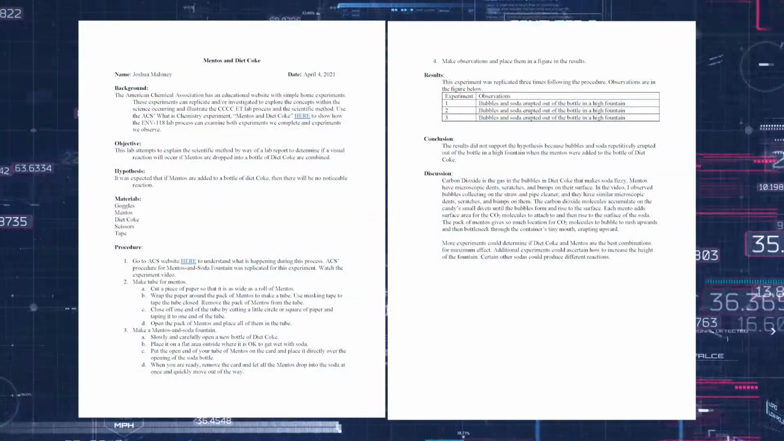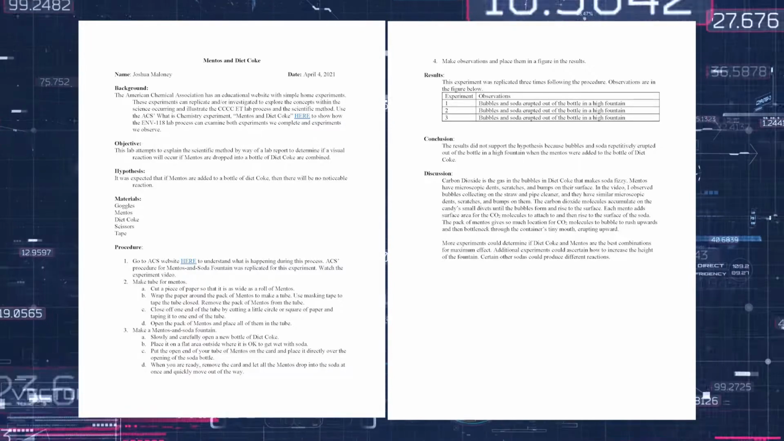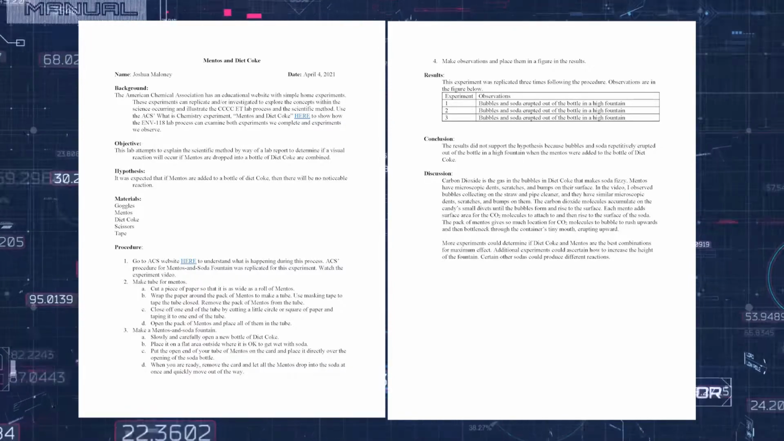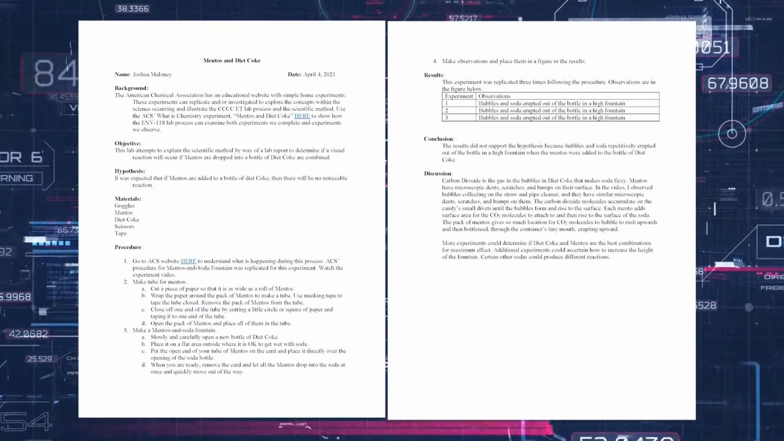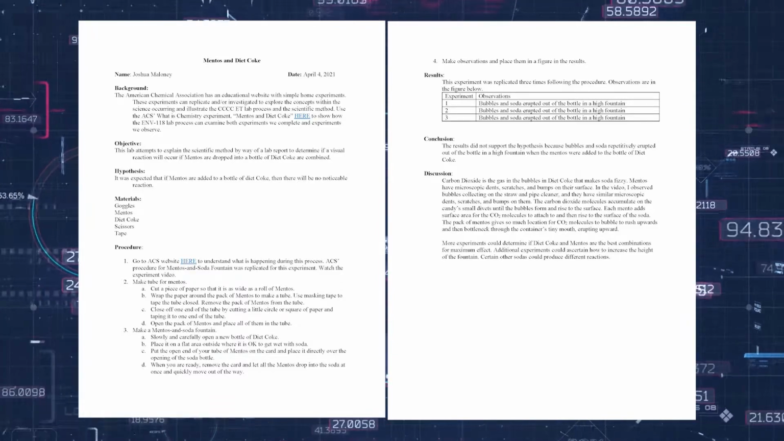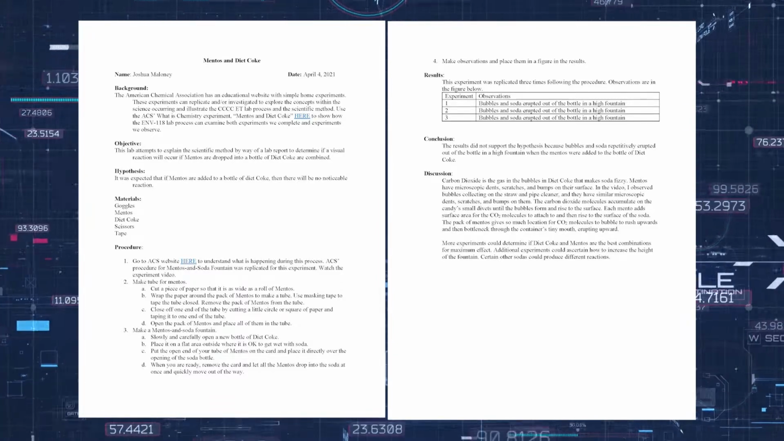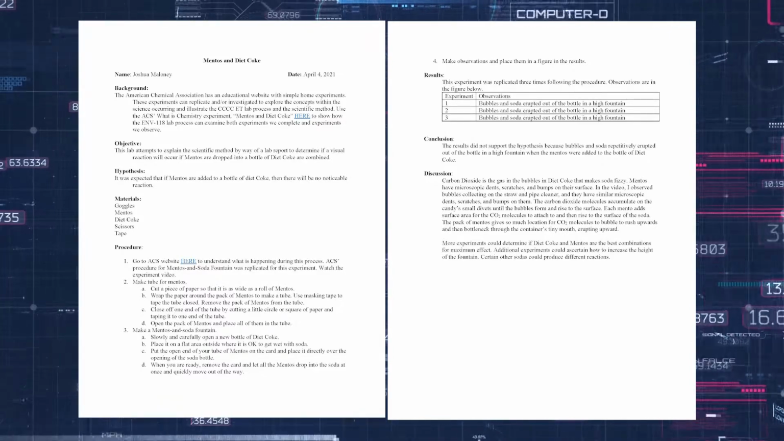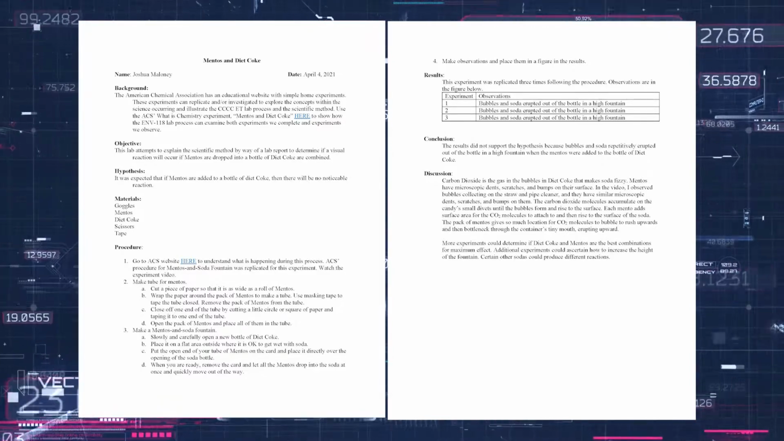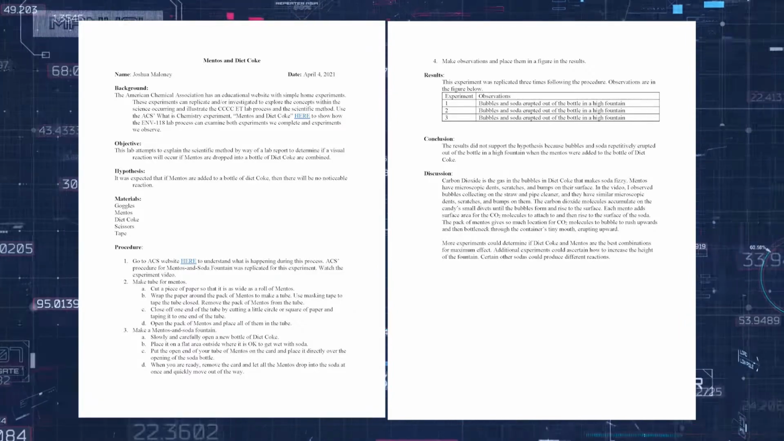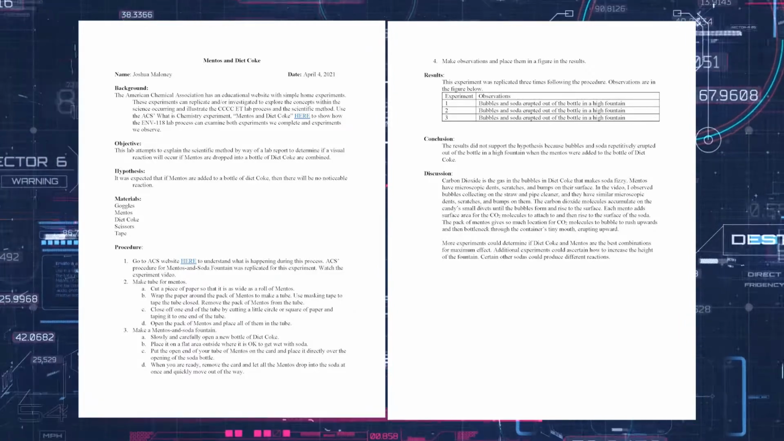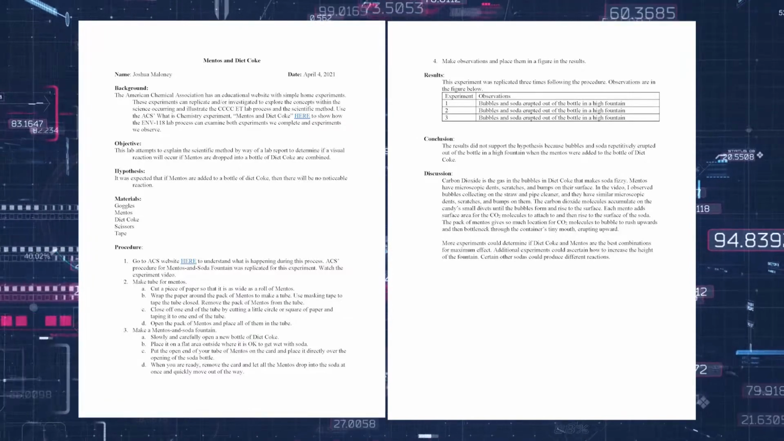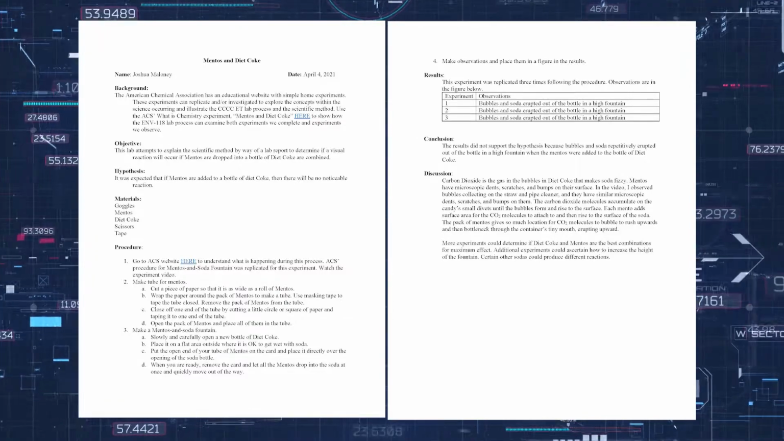My results indicated that. The conclusion is in response to your hypothesis, and it needs to answer it. Did the results support the hypothesis? This can be very brief and can often be one sentence. For my conclusion, I stated that the results did not support the hypothesis because bubbles in soda repetitively erupted out of the bottle in a high fountain when the Mentos were added to the bottle of Diet Coke.